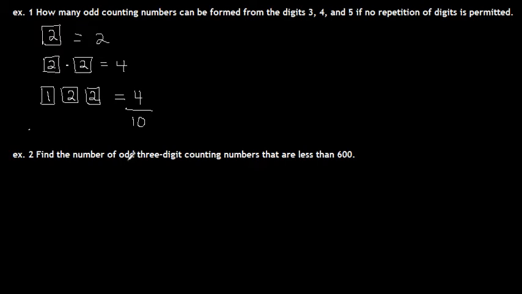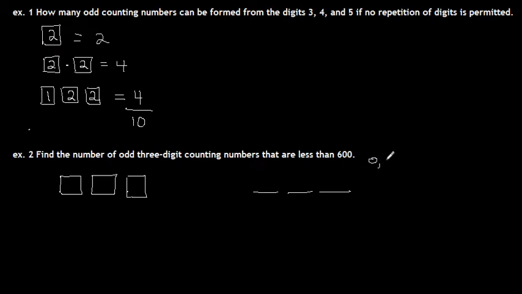Find the number of odd 3-digit counting numbers that are less than 600. So right away we're going to start with 3 digits. We don't have to worry about 1-digit or 2-digit numbers. So I'm just going to put my 3 boxes. In the book they kind of connect them, or sometimes you can just do these kind of lines and fill them in. So we need odd numbers, and we can use any counting numbers. So the counting numbers would be 0. Actually, 0 is included in these.